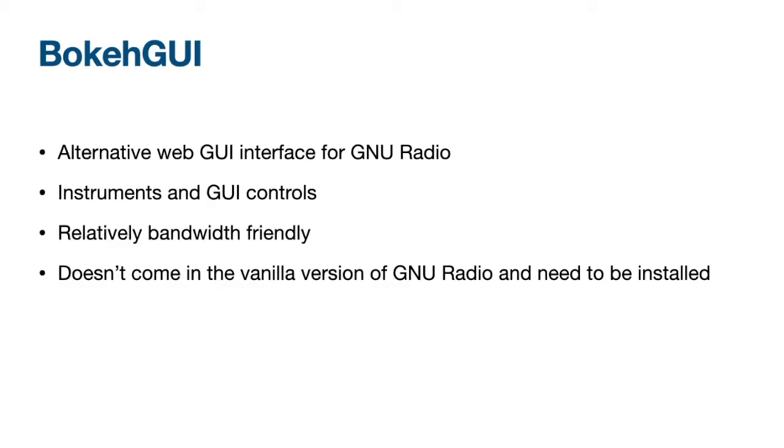This means that you can point your browser to a certain address in a certain port and then have a graphical user interface that can be used to control and to watch your GNU Radio flow graph. Bokeh GUI provides instruments, for example, like an oscilloscope, like a spectrum analyzer, just like the Qt version, and also provides graphical user interface controls that will enable you to change the state of your flow graph in real time.